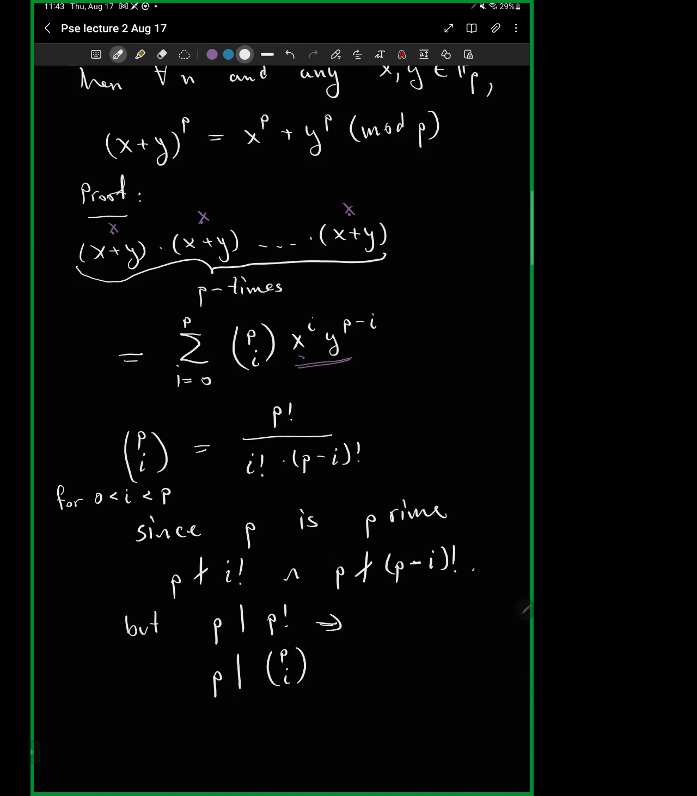Because if i, for example, is equal to p, then I get p does divide i factorial, right? For example.